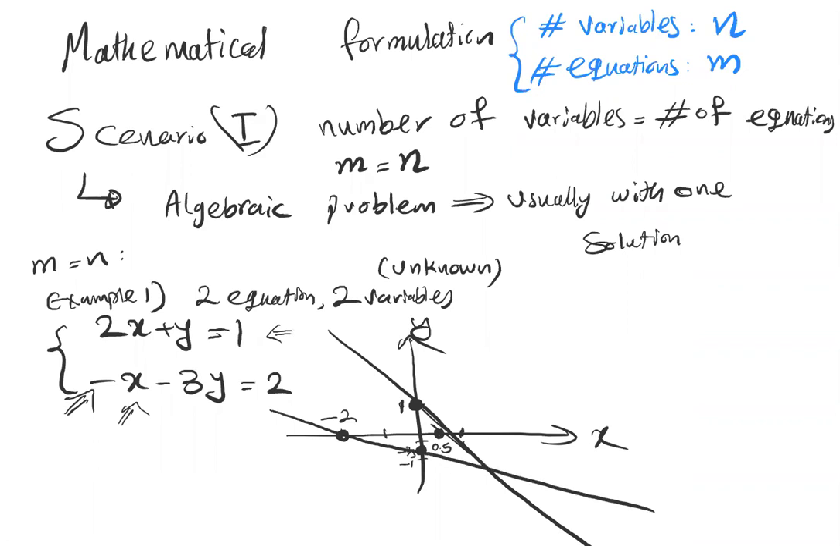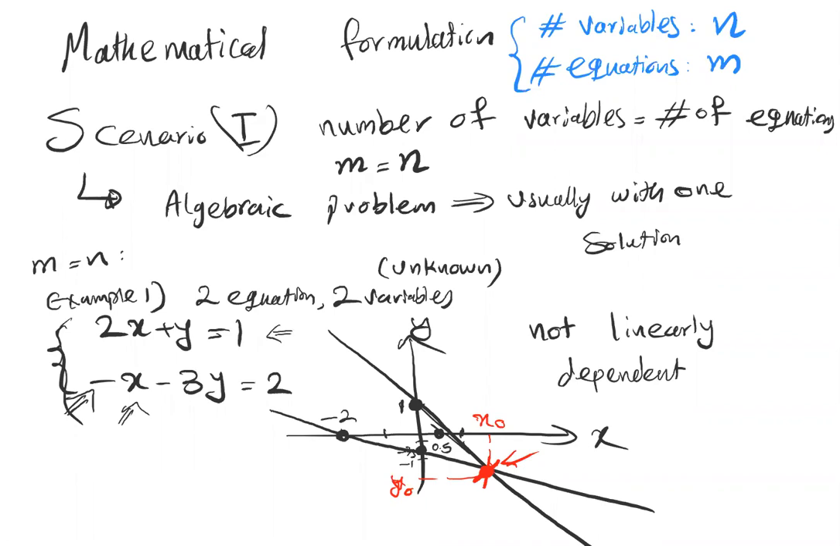So the answer to this set of equations graphically is the intersection of these two lines. So x0, y0 is the answer to this set of equations. So the reason that we have a unique answer is these two equations are not linearly dependent.